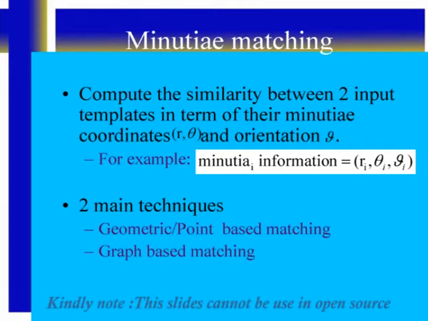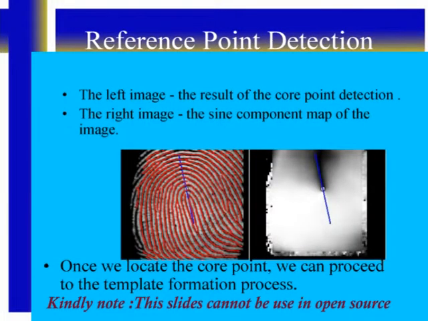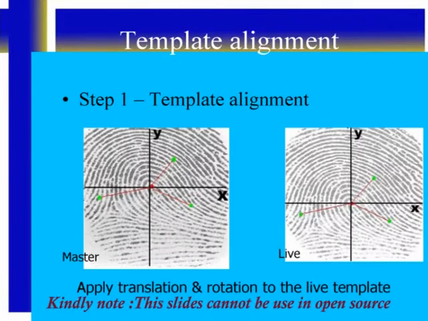The only point I will cover in this is to show you how difficult it would be, by showing you what happens when, for example, your registration process or referencing process itself is not good enough. Okay, these are some reference point detection techniques. Take this. It is difficult to find the accurate core point in this case. But consider this. This is most interesting.